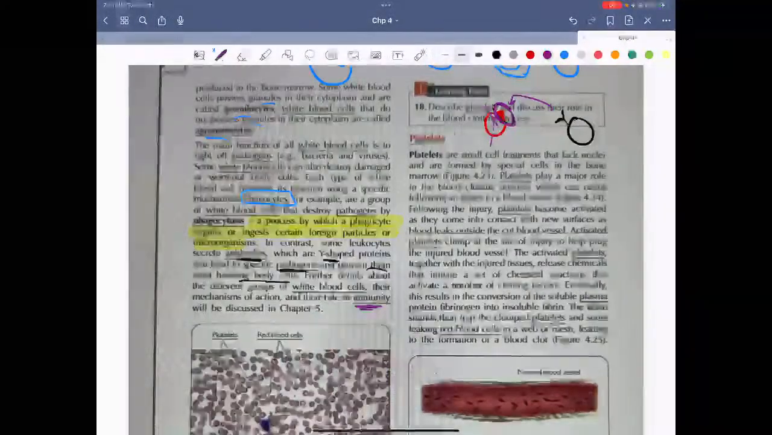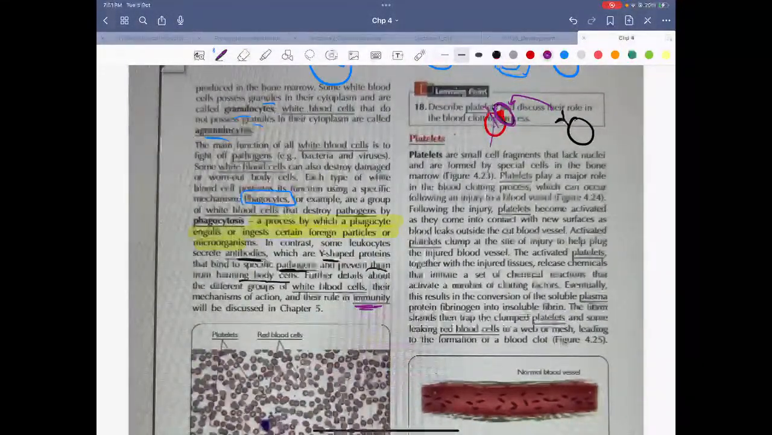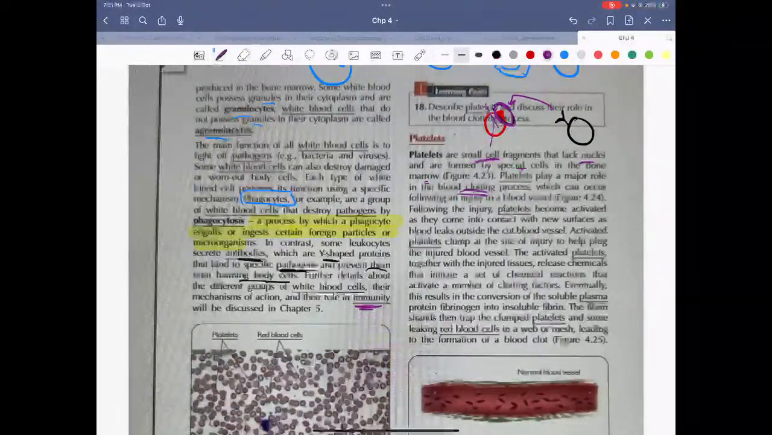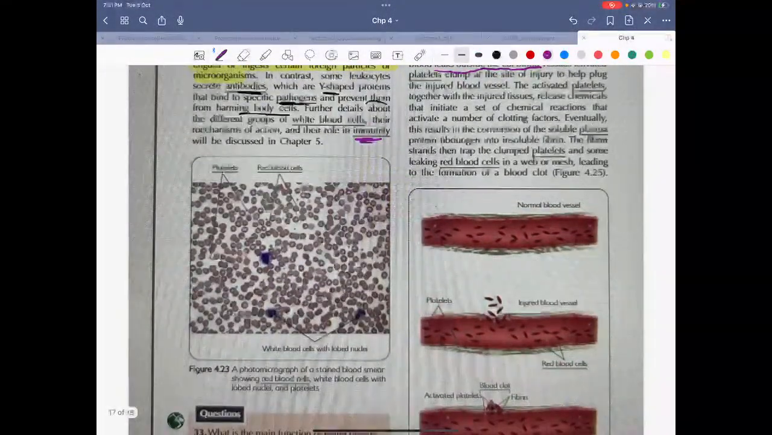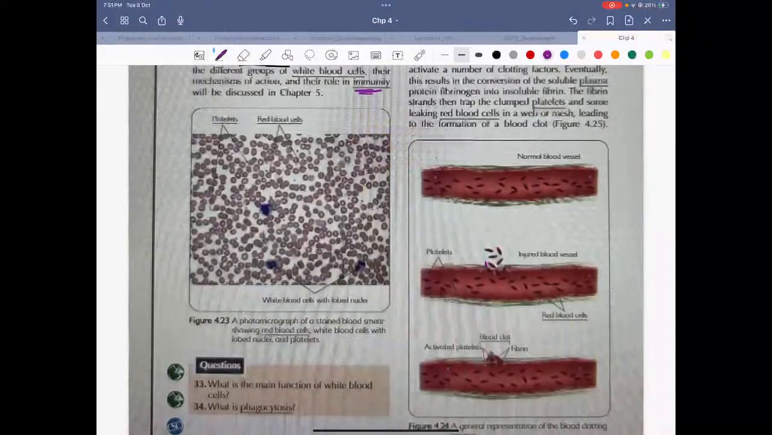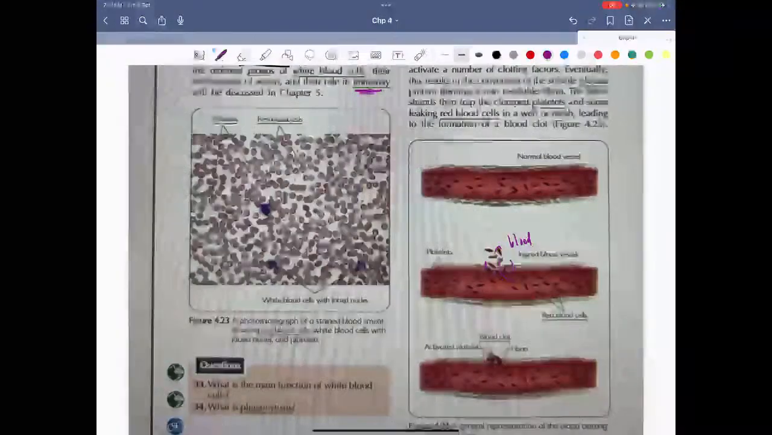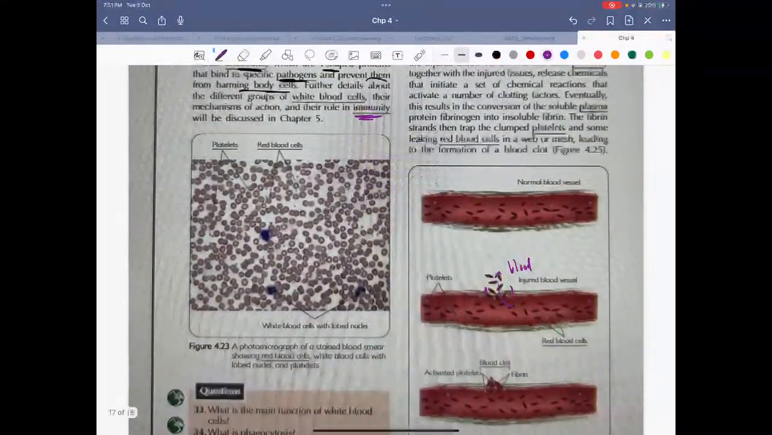Okay, so let's speed up a bit. So we have platelets. What are platelets? Platelets are, we said, small cell fragments. They also lack a nucleus and are formed by special cells in the bone marrow. They play a role in blood clotting. They become activated as they come into contact with new surfaces as blood leaks outside the cut blood vessel. So basically, let's look at the diagram. You have a normal blood vessel, you get a cut. You have red blood cells flowing out, blood is flowing out. Now what happens? You have platelets. Now, these platelets, what do they do?